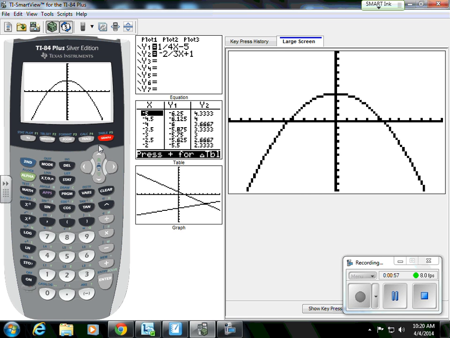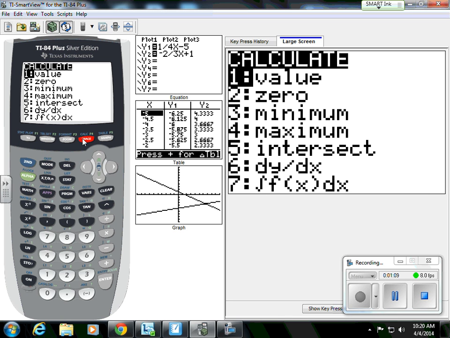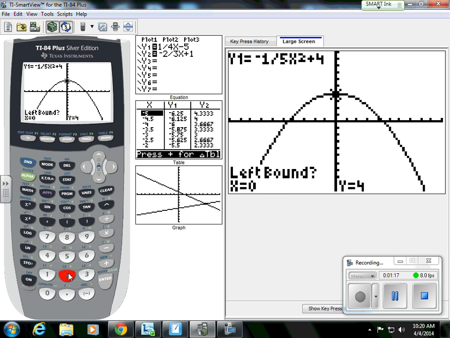And I want to find my x-intercepts. I want to find the zeros or the solutions of this function. So the way I'm going to do that is go to my second, calculate. On second calculate, I am finding a zero, number 2. You can see where my cursor came in on the screen, and I'm just going to cursor off of that so you can see it better.